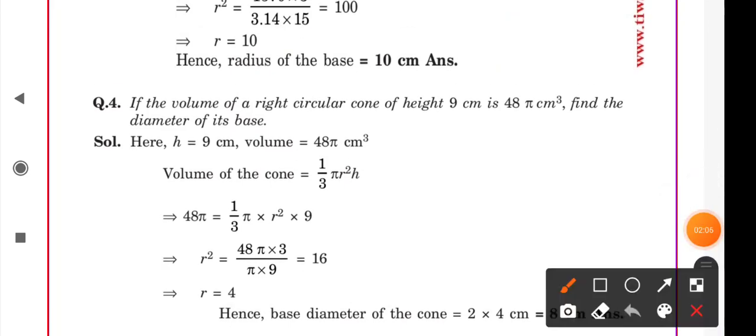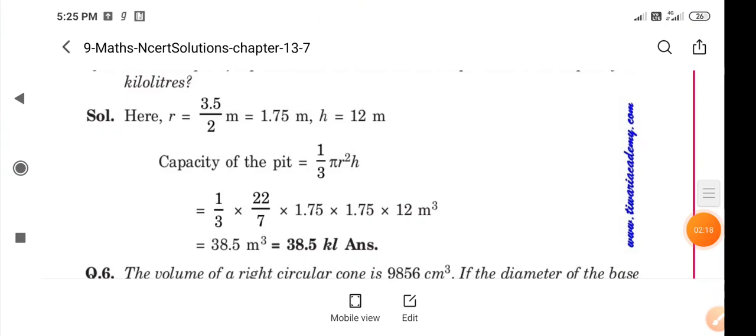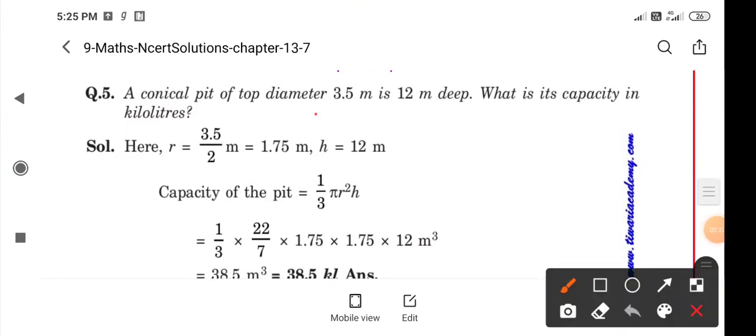Now moving to the next question. In the next question you can see that the volume of the right circular cone is again given and height is also given. You have to find out, similarly to the previous question as we have done. In the next question you have been given the diameter, so you will find out the radius, and height is also given. You have to find out capacity.